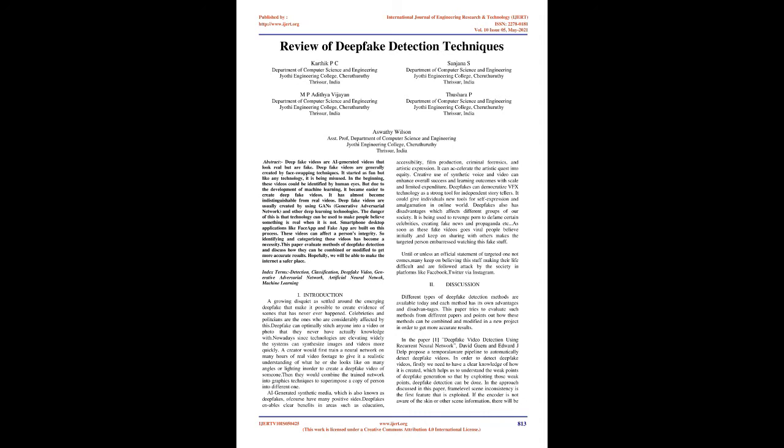In the beginning, these videos could be identified by human eyes. But due to the development of machine learning, it became easier to create deepfake videos. It has almost become indistinguishable from real videos. Deepfake videos are usually created by using GANs, Generative Adversarial Networks, and other deep learning technologies.